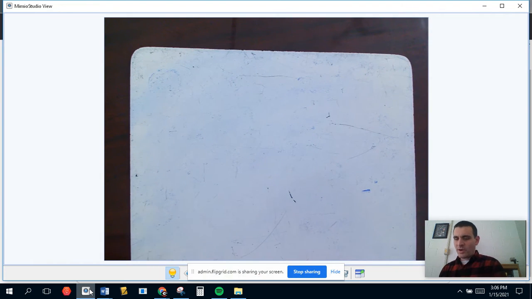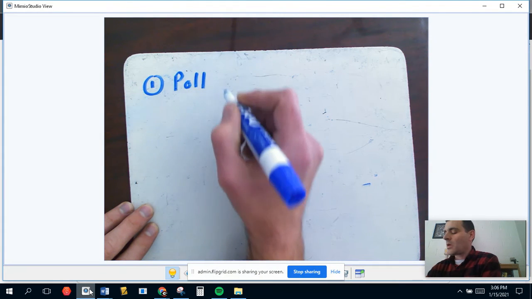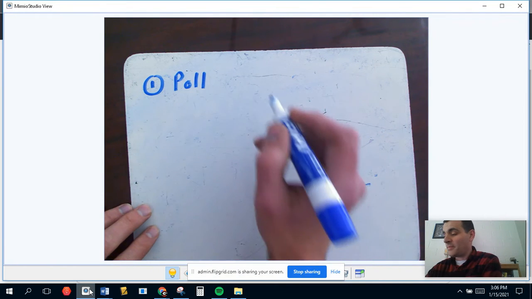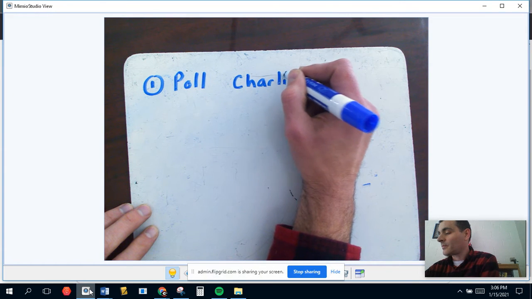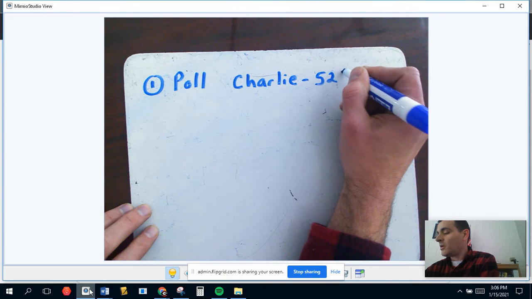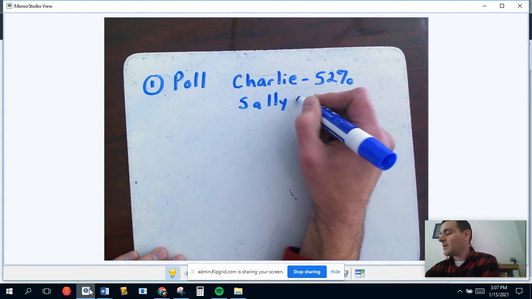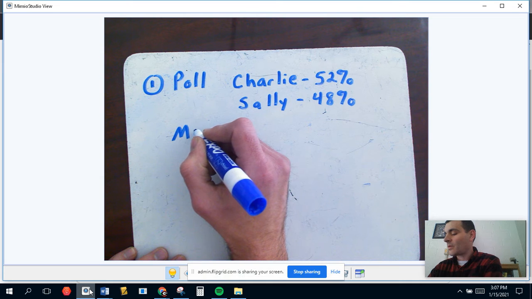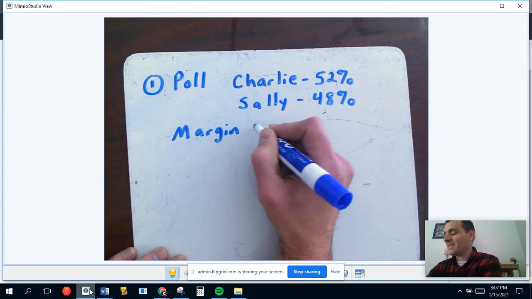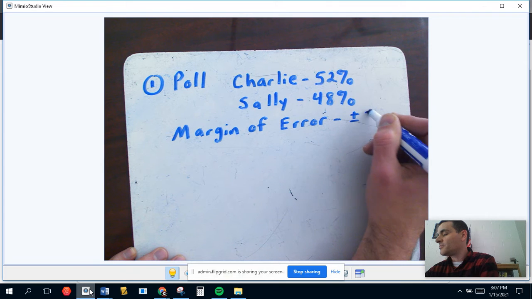Okay, some pretty simple margin of error questions that you'll sometimes see. We'll say that they conduct a poll, and they're asking, voting on two people for president. You've got Charlie, who's polling at 52%. Sally is polling at 48%. But they have this margin of error that is usually given with a poll. And the margin of error here for this one is plus or minus 3%.